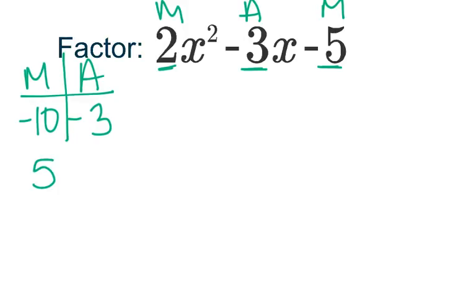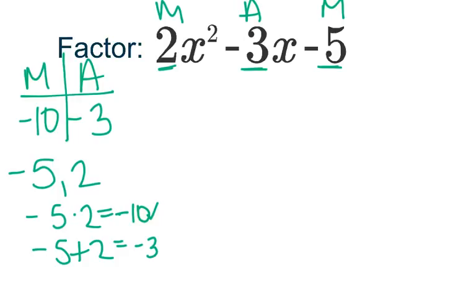So I know that 5 and 2 multiply to 10. If I want it to be negative 10, that means one of them has to be negative. And if I give the 5 the negative, now when I multiply, I get my negative 10. So that checks out. And when I add, I get negative 3. So that checks out.